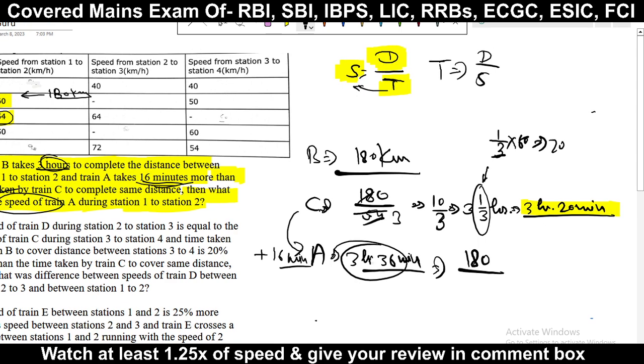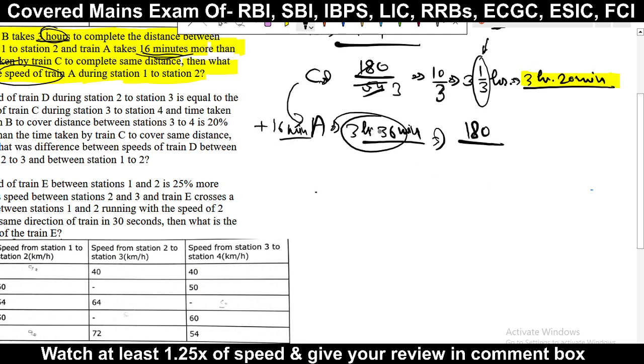Can you divide this? It will be complicated now. We will not be able to divide this 180 by this time, so we have to make it complete, proper. Also, you may have seen speed in either kilometer per hour or MPS. MPS means meter per second.